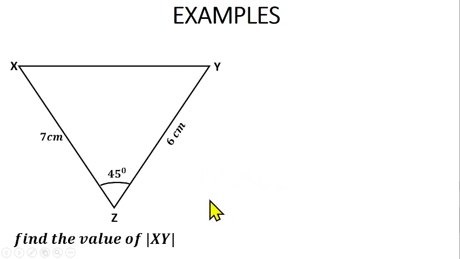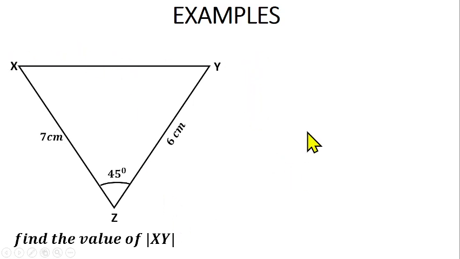I cannot apply the sine rule here because no pair is given completely to use the sine rule. So we are going to apply the cosine rule here, because two sides are given with an included angle. This side and this side are given with an included angle, so we can use that to find the side we are looking for. Do we understand that? So we are looking for side XY.